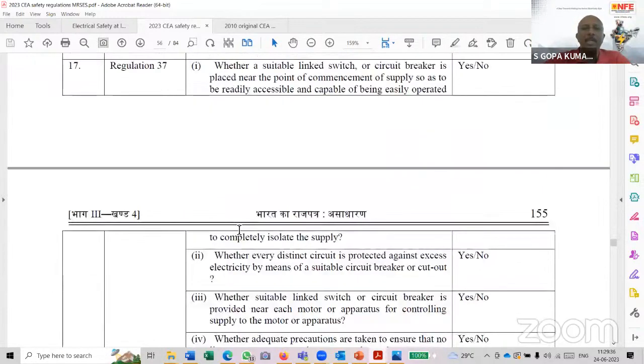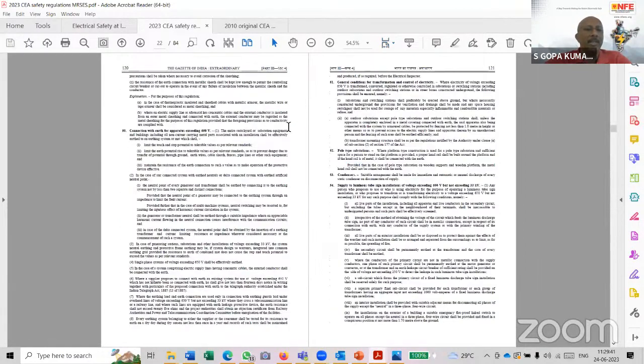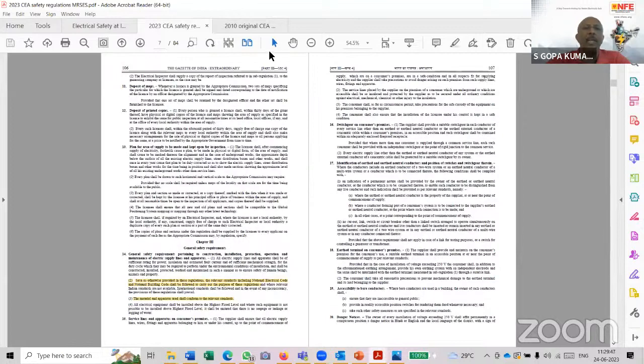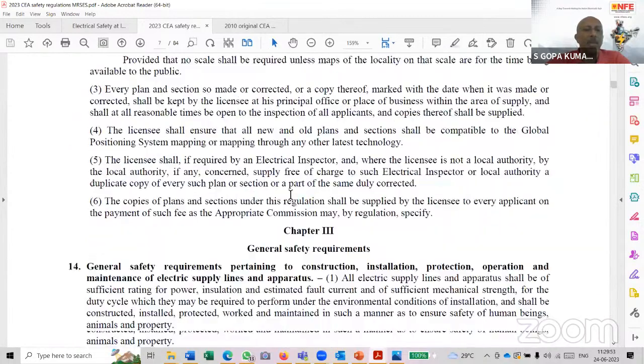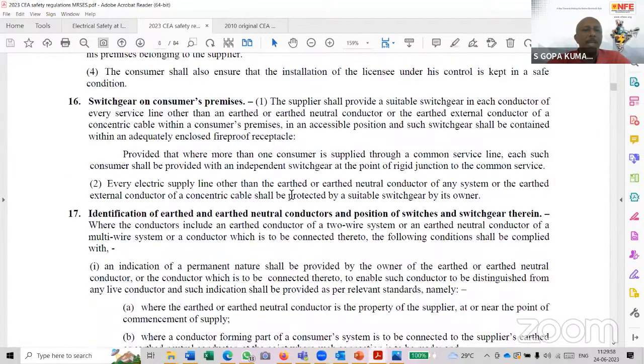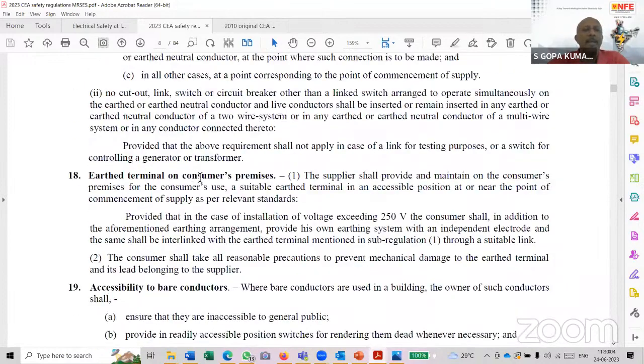Now coming back to Regulations 18 and 19, I have a question for Apau sir. Let me first show the regulations. Earlier it was 14, 15, 16. Now it is 16, 17, 18, the responsibility of the DISCOM. 16: switchgear on consumer premises; identification of earthed neutral and earthed neutral conductor and the earthed terminal on consumer premises. Now, Apau sir, a serious question: do you know any DISCOM in India who follows this regulation?